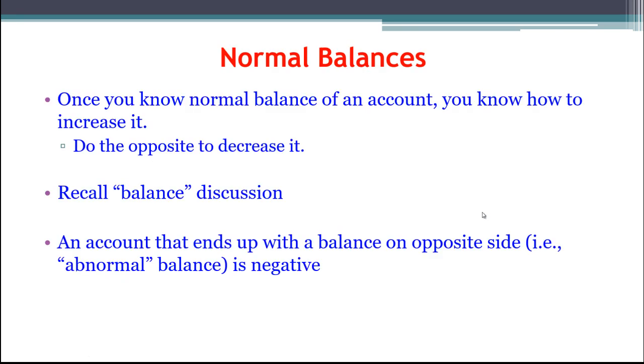To determine whether that means positive or negative, we have to know the normal, expected balance of that account. Once you know that, whether it should be a debit or a credit, you now know also how to increase it. And then, of course, you do the exact opposite to decrease it. So anything that ends up with a balance on its normal side is positive. If it ends up with a balance on the wrong side, it's negative.